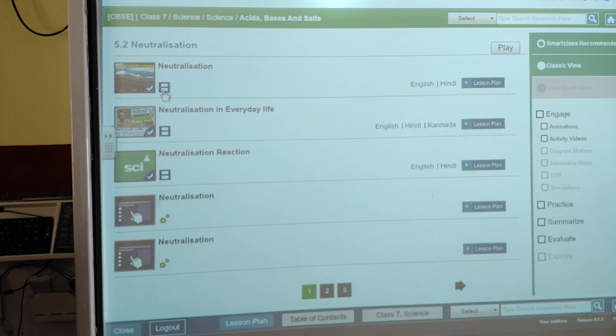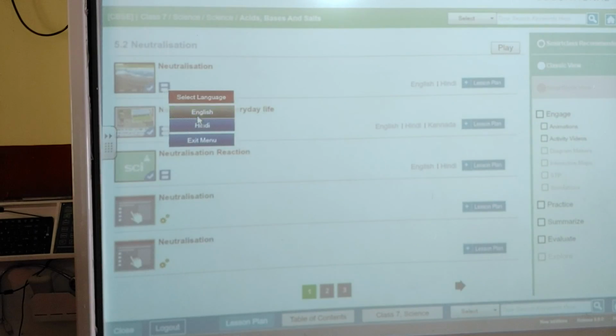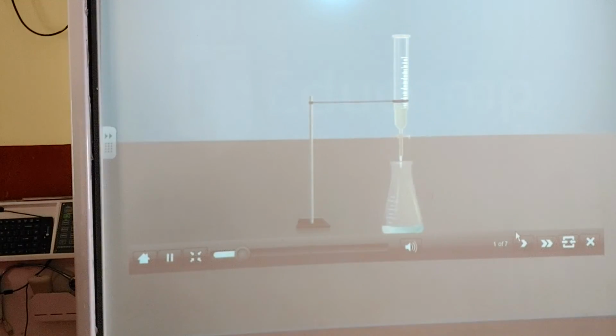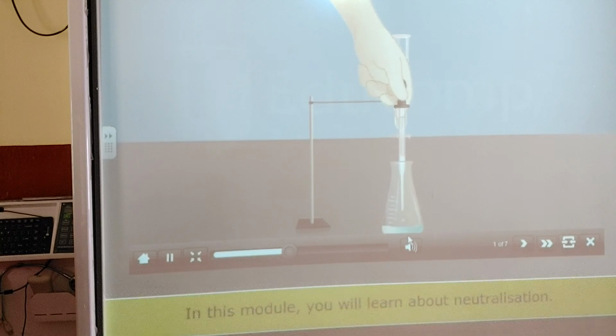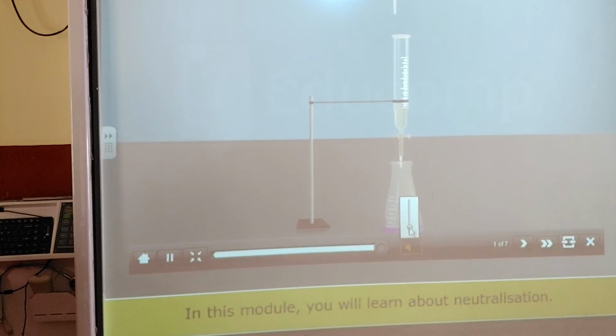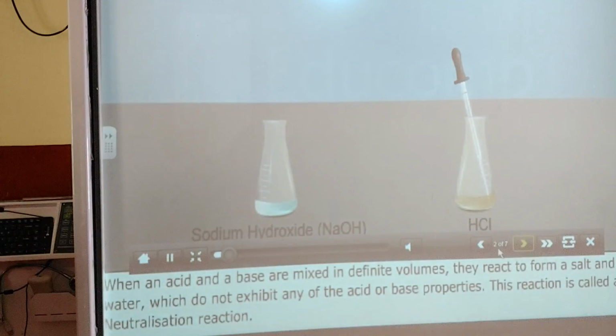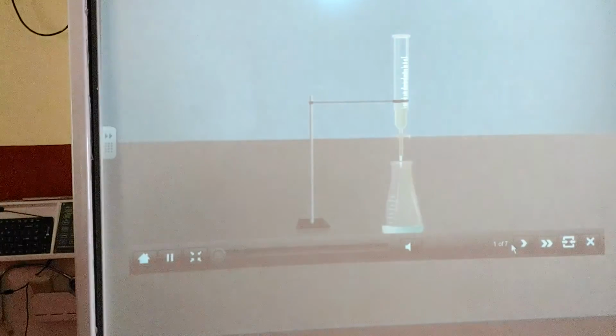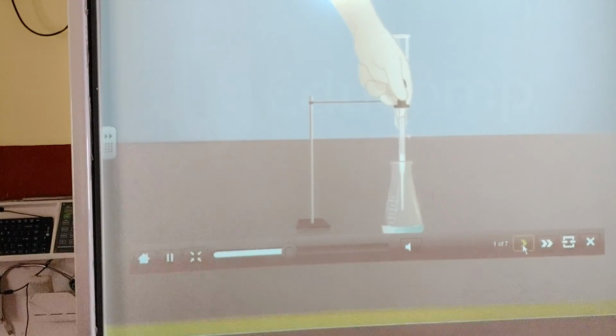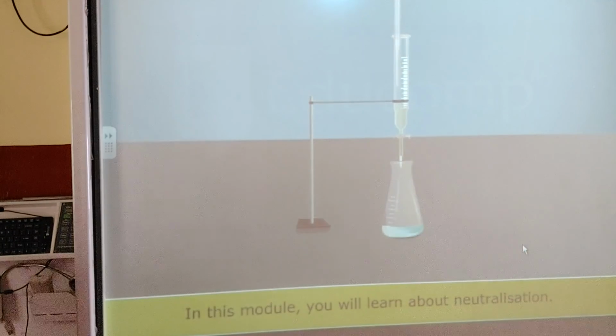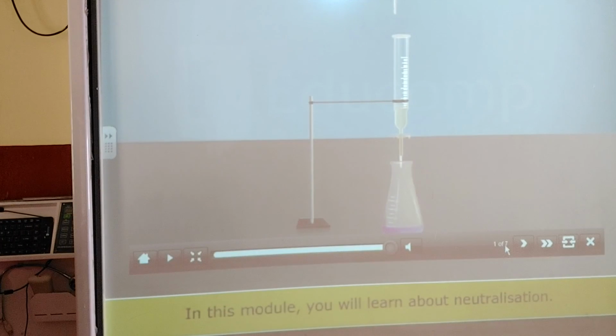So now let us see neutralization. In this module, you will learn about neutralization, the reaction between an acid and a base. So what is neutralization? Through this experiment, we can see what neutralization is.